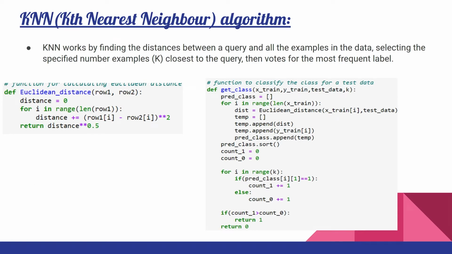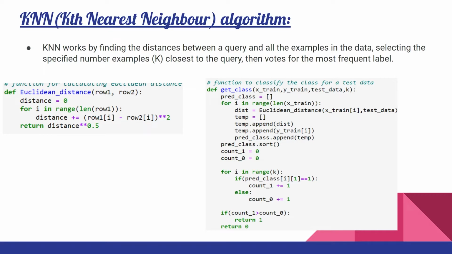Hello, I am Anush Solanki. My roll number is B211151 and I have written the code for the KNN algorithm. KNN works by finding the distance between a query and all the examples in the data, selecting the specified number of examples k closest to the query, then voting for the most frequent label.